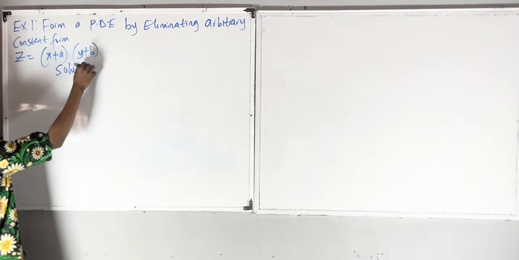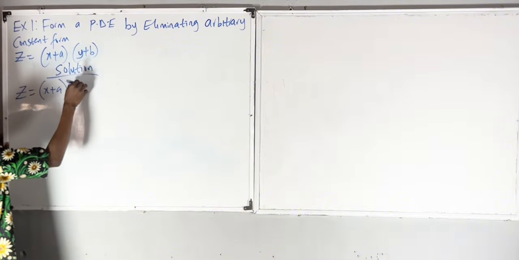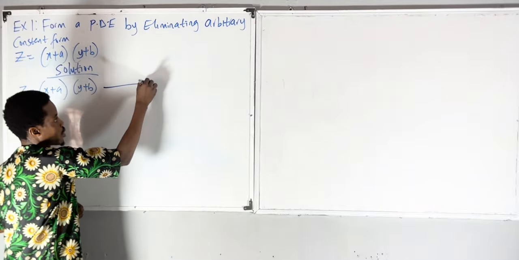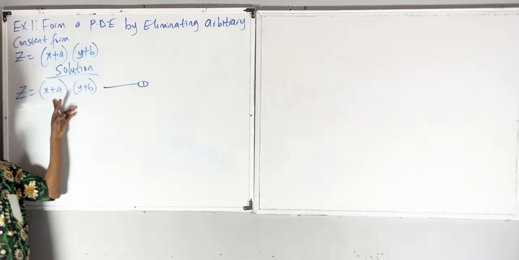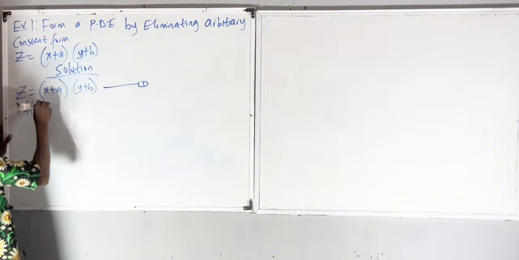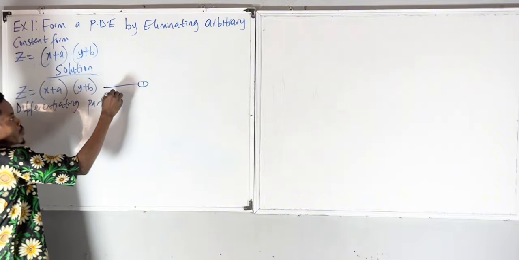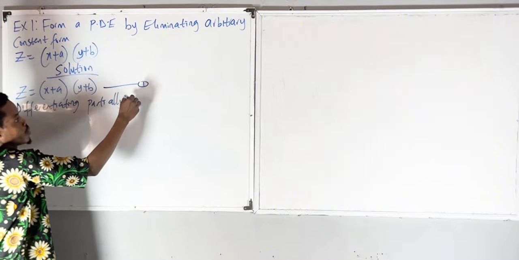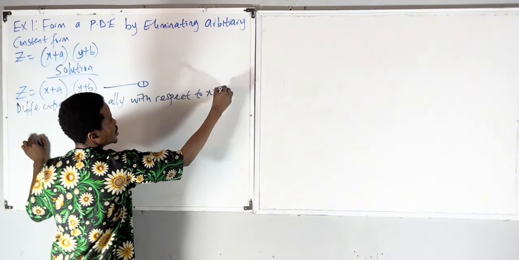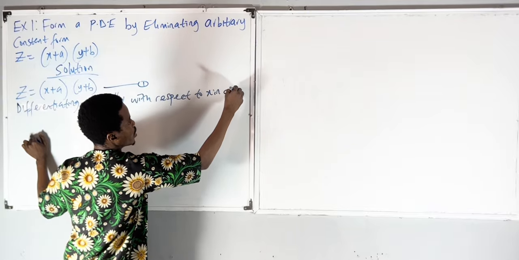So the solution to this: we have z is equal to (x plus a)(y plus b). I let this relation be equation 1. So I'm going to differentiate equation 1 partially with respect to what? With respect to x. Differentiating partially with respect to x in equation 1.